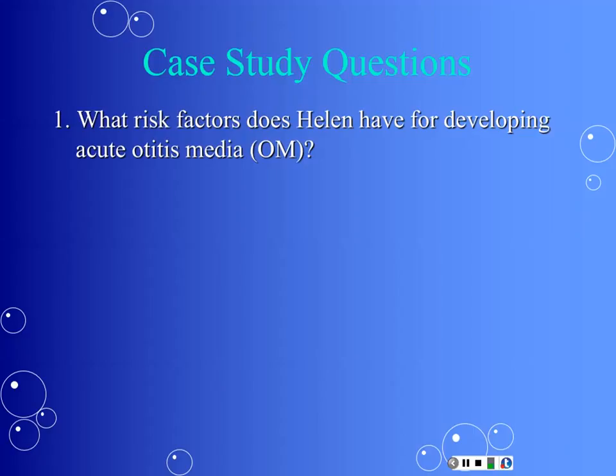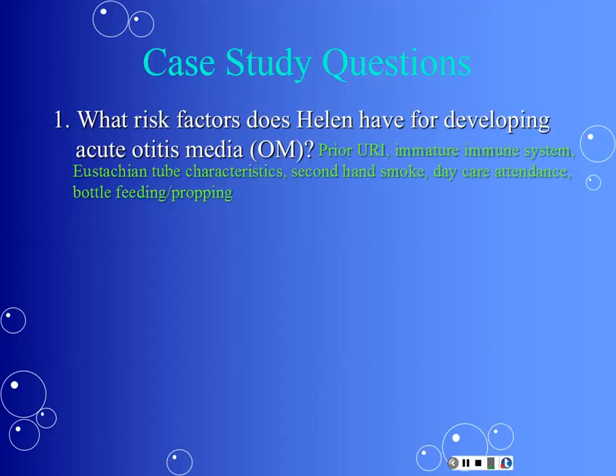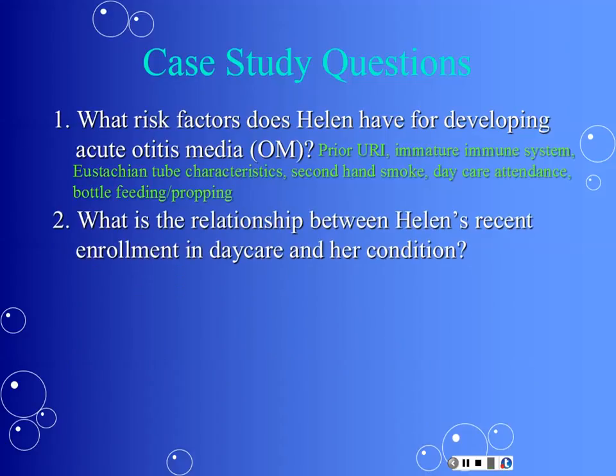Daycare, because what do we do in daycare? You know, they touch everybody. They touch everybody and everything. So also prior upper respiratory infections, so they're already at risk. They have an immature immune system. The characteristics of the eustachian tubes, so they're short, they're relatively horizontal. Secondhand smoke from dad smoking, daycare attendance, and bottle feeding, and potentially bottle propping.